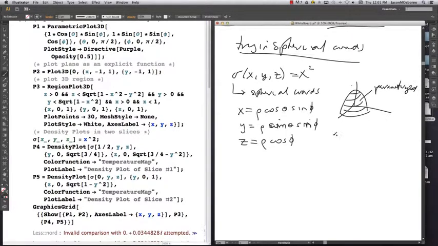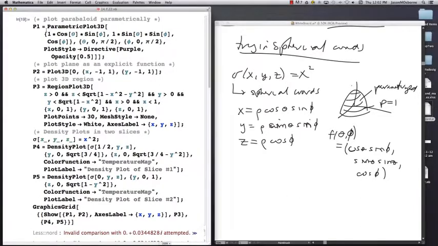I've parametrized it as a function of theta and phi, and since r is constant, this is a sphere of radius 1, so the only variables here are theta and phi, right? So this function should be: 1, cosine theta sine phi, sine theta sine phi, and then the last entry would be cosine of phi. And that's what I've done here in this part of the code.